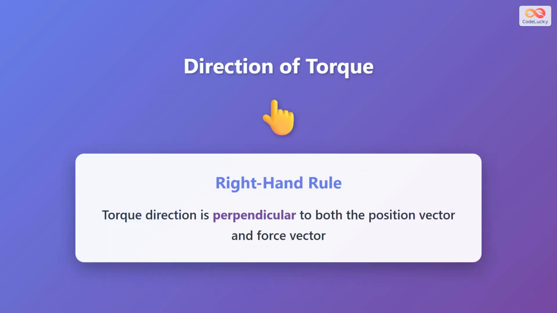The direction of torque is determined using the right-hand rule. Because torque is a cross product, its direction is perpendicular to both the position vector and the force vector. Point your fingers in the direction of r, curl them toward F, and your thumb points in the direction of the torque vector. This perpendicular nature is a key characteristic of all cross products in physics.